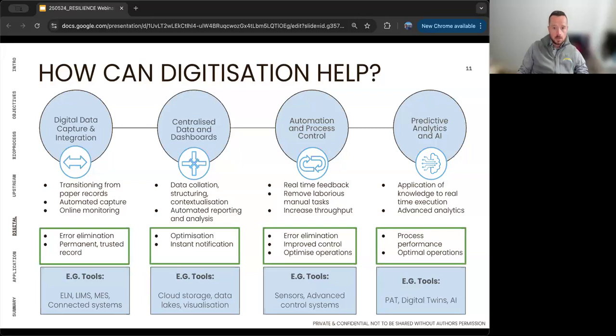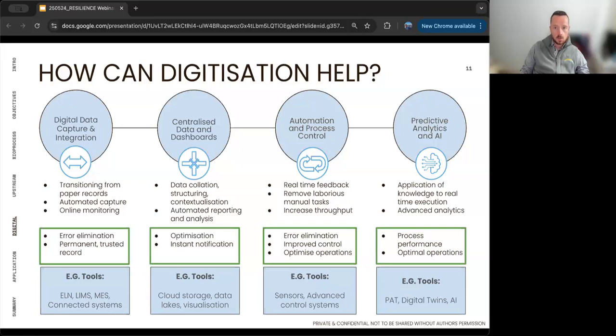Then you have centralized data and dashboarding. So here you're pulling all of that information, all of that data together. You're structuring it, contextualizing it, and making it available for insights and knowledge generation. So this can lead to your automated reporting and analysis, instant notification of any relevant process event, and ultimately the true optimization of a process because you have all of the data relevant to the process available at hand. So tools like cloud storage, data lakes, some of the more advanced visualization options out there are all quite proficient at doing this.